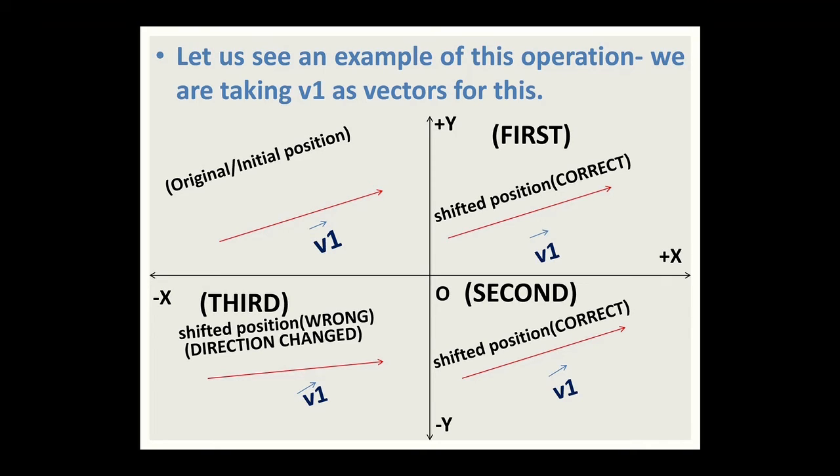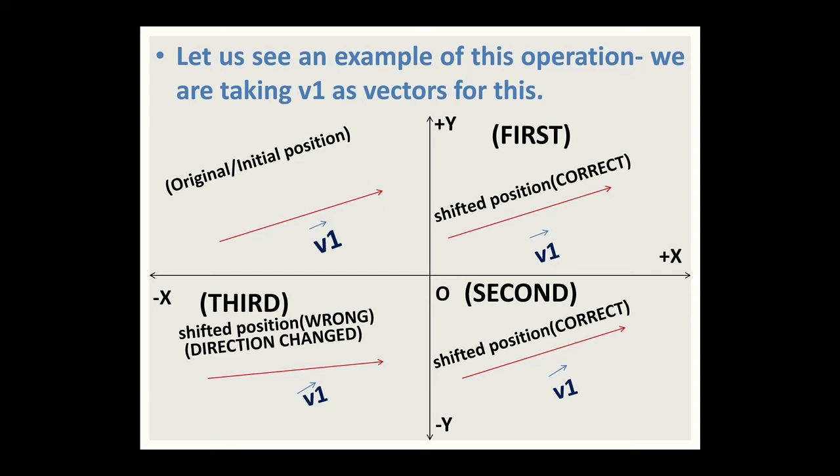Similarly, you can see that our original or initial vector can also be shifted to the fourth quadrant, which is written as second. So second, we are shifting our initial vector to the fourth quadrant. You can see that the vector shown in the fourth quadrant has the same direction and length as the vector shown in the second quadrant. So this is also a correct or valid operation, which means you can shift this vector from the second quadrant to the fourth quadrant in this way.